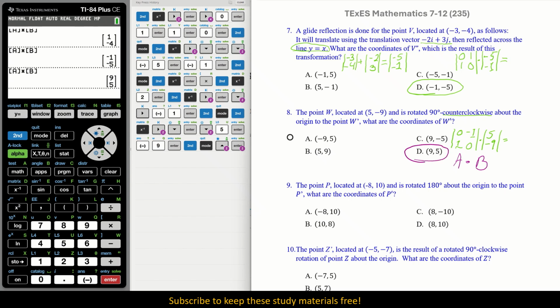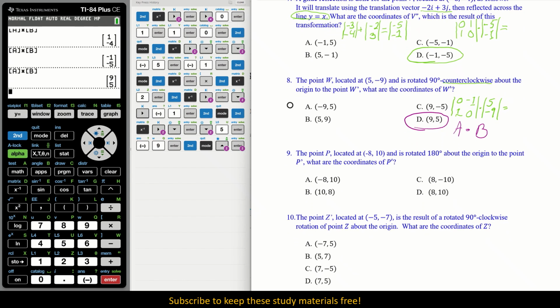All right, let's go to number 9. It says the point P located at -8, 10 is rotated 180 degrees about the origin to the point P prime. What are the coordinates of P prime? I happen to know the matrices for this. Basically, what it does when you have 180 degrees to your point.